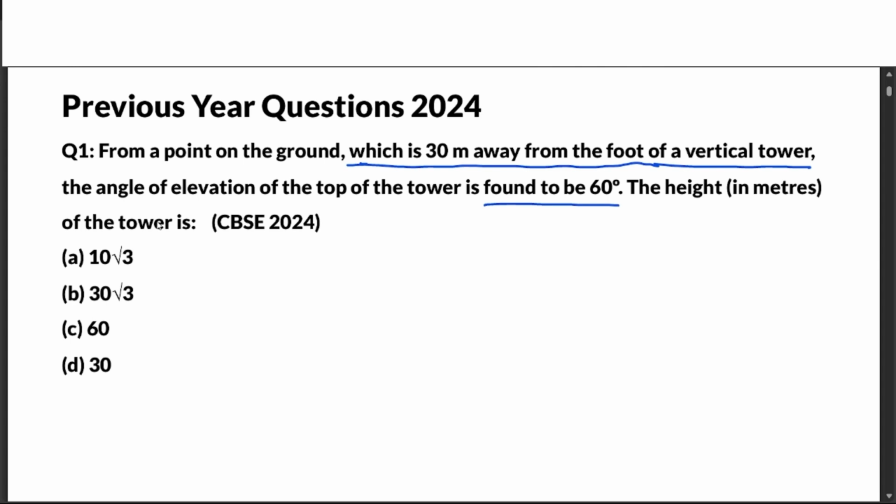Again, this is an MCQ question, so we don't have to spend so much time, and we can understand it directly. It is saying a point, which means we will take a point here and name it A. From this point there is a 30-meter distance, so this is 30 meters, and there is a vertical tower. This vertical tower's height we can say is CB.